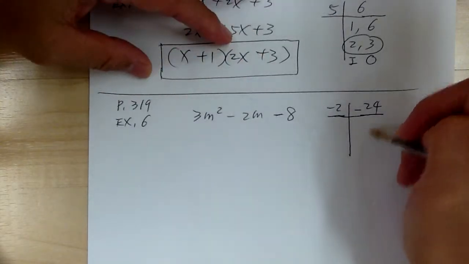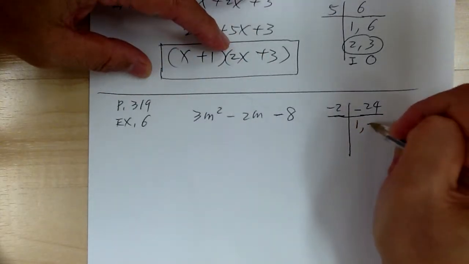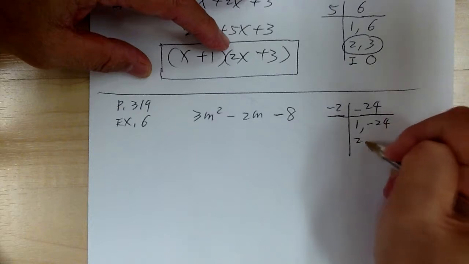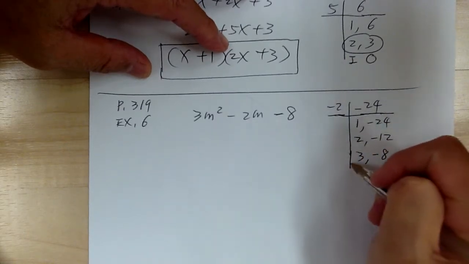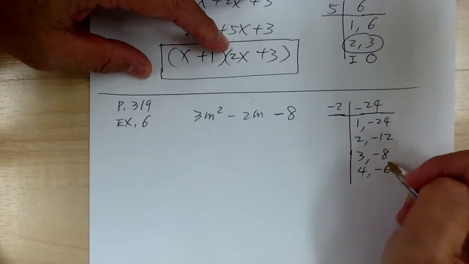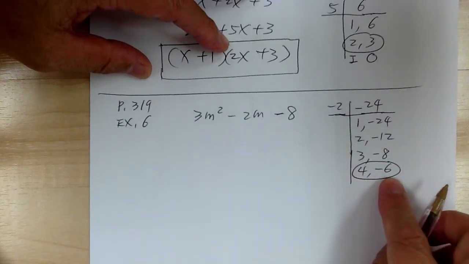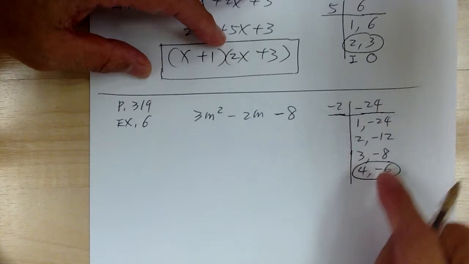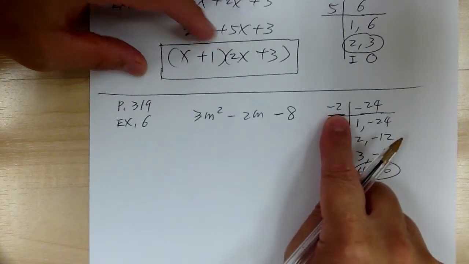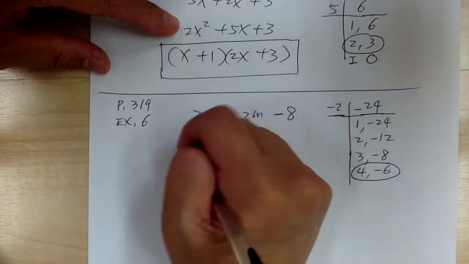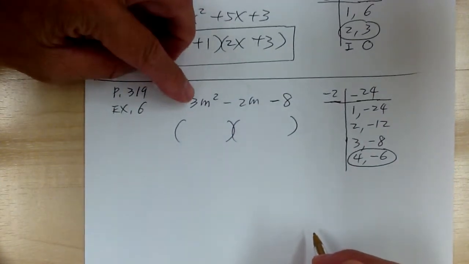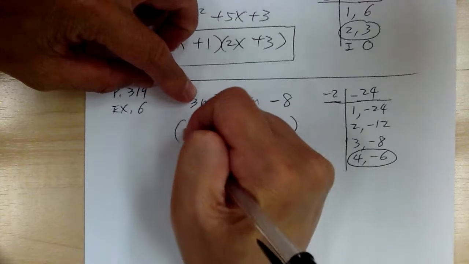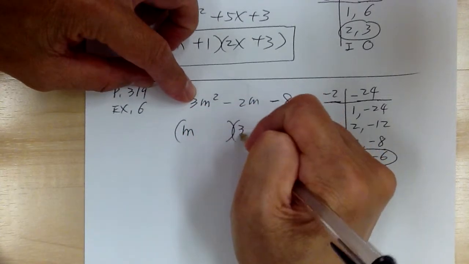So again, to find the correct combination, you start with 1, negative 24, 2, negative 12, 3, negative 8, 4, negative 6, and that's it, right? 4 times negative 6 give you negative 24. 4 plus negative 6 give you negative 2. So that's the correct combination. So let's get 2 sets of parentheses. So again, first you have to undo the first term, undo the f, right? So do the m and the 3m.